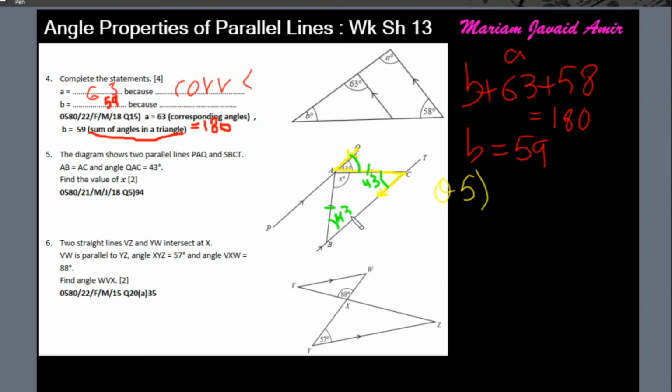So this is 43. Also, since this is an isosceles triangle, this would also be 43. So now we can easily find x by using the formula for the sum of three angles in a triangle. x plus 43 plus 43 equals 180. So x would be 180 minus 2 times 43, which is 94.